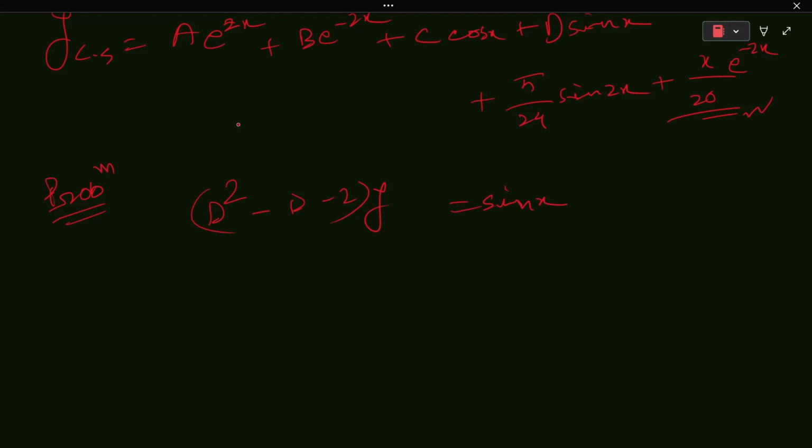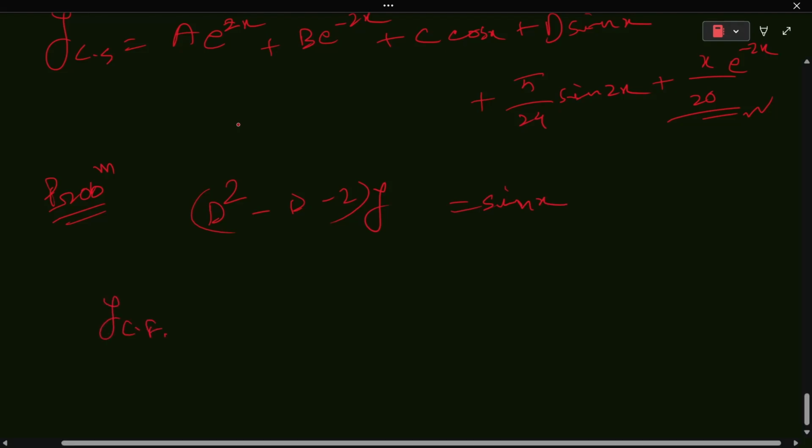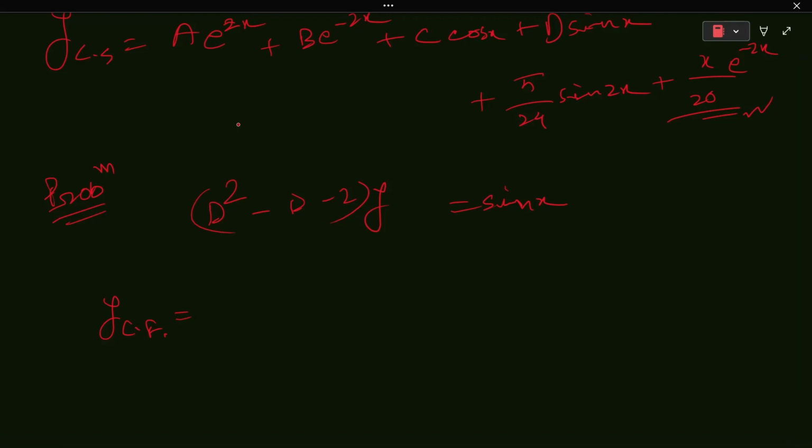Okay, so what is Y CF? Y CF is nothing but this. I'm going to calculate and write it on my own, to solve the complementary function part. Okay, so m square minus m minus 2, that is m minus 2 into m plus 1. So the roots are 2 and minus 1. So this is nothing but a e to the power 2x plus b e to the power minus x.